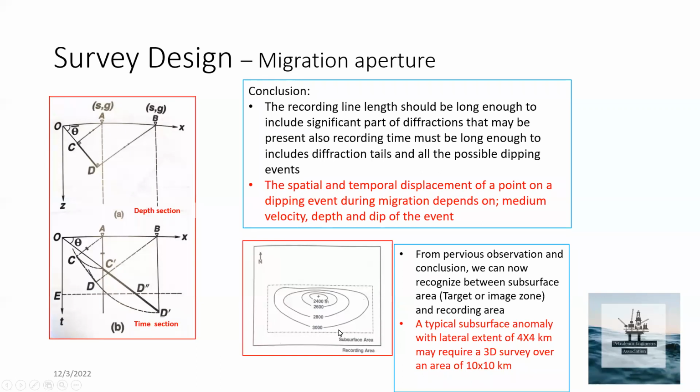This is our target. For example, it extends 4 by 4 kilometers. So our aperture or survey design or the recording area should exceed it. So when we migrate this, it moves up in depth. If the recording area is not covering the reflections, you will not be able to see the reflection after migration. Okay, I know it is somewhat advanced, but in our course it will be explained in more detail.